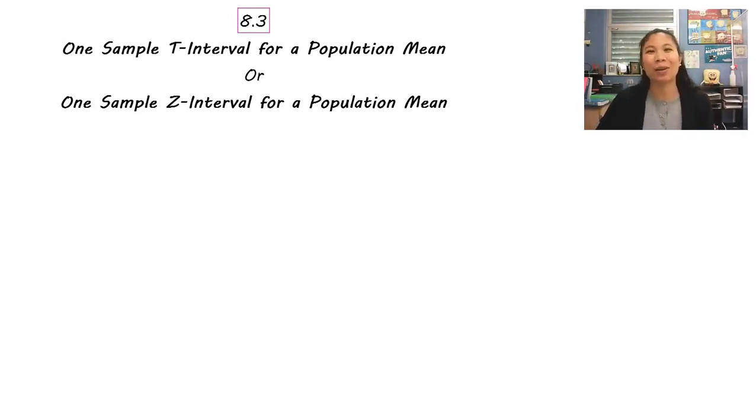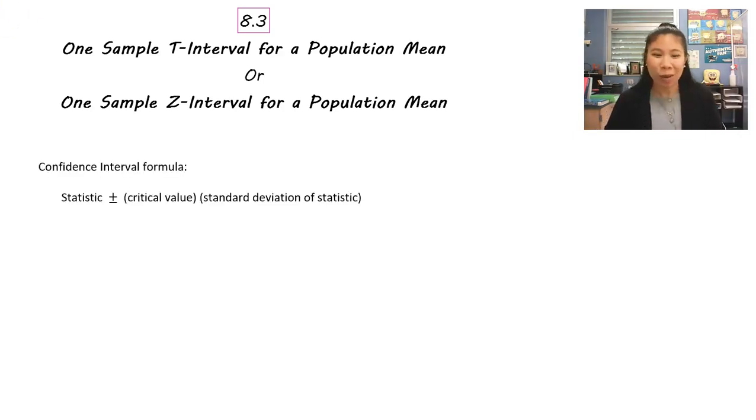Today we're talking about a one-sample t interval or a one-sample z interval for a population mean. So we're still doing confidence intervals here. It's just two new names for it. So if you remember our process from last time, we're naming the interval. These are the two names that we'll add on to our list today.